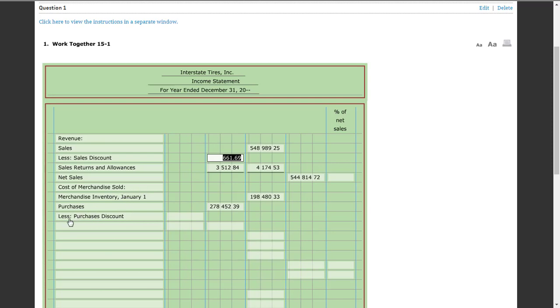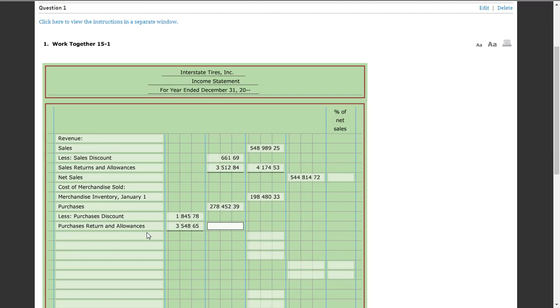I apologize. It's less with a colon and then sales discount. And then directly below purchases, it should be less with a colon, purchases discount. The amount in purchases discount is $1,845.78. Below less purchases discount, I'm going to say purchases returns and allowances. Purchases returns and allowances is $3,548.65. Those are two accounts that we use to keep track of things that decrease the value of purchases. Now, this is just like what we did for sales. We have our discount and our returns and allowances.